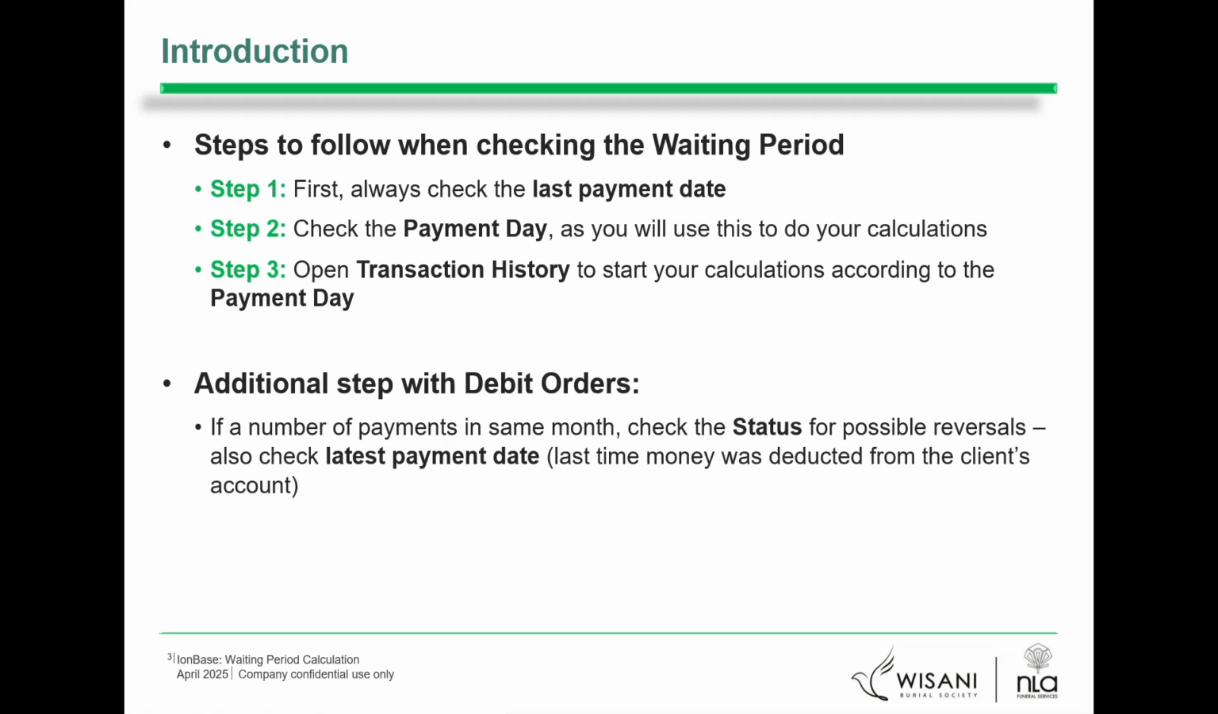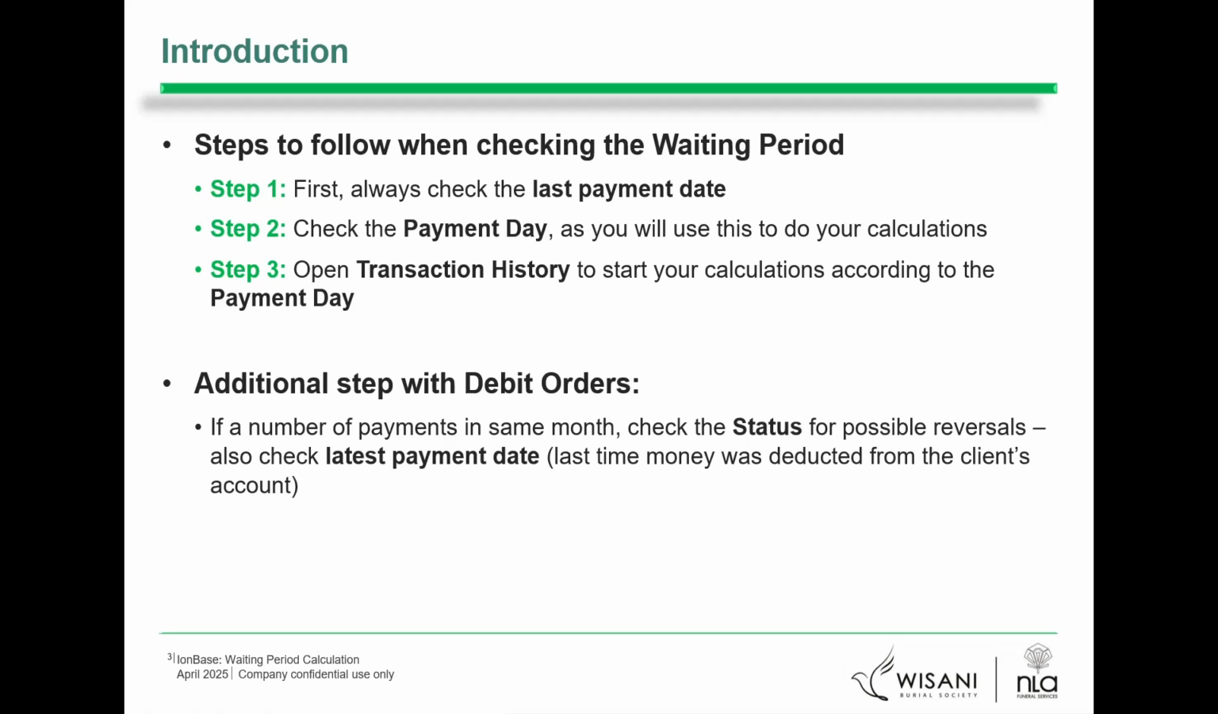The second step is then to also check the payment day. In other words, which day of each month is the payment day. If it's the first of every month that a customer pays, you need to check what date that is, because it's important. You're going to use this to do your calculations. Then you will go into the transaction history to start your calculations, and that will take place in accordance to that payment day, not the last payment date, but the monthly payment day.